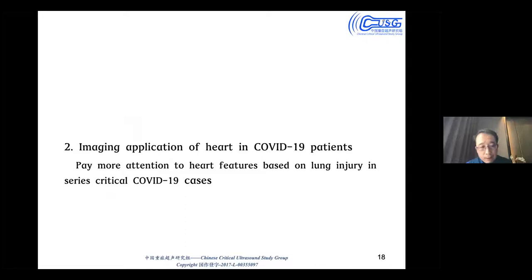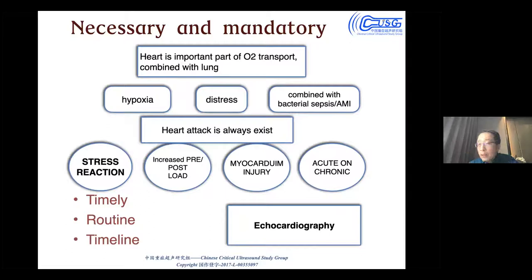We will now talk about the imaging application of the heart in COVID-19 patients. We need to pay more attention to the heart features based on lung injury in critical COVID-19 cases. Just like this slide tells us, we take an echocardiography examination for COVID-19 patients, especially the critical patients. It's necessary and mandatory because the heart is an important part of oxygen transport, especially combined with the lung.